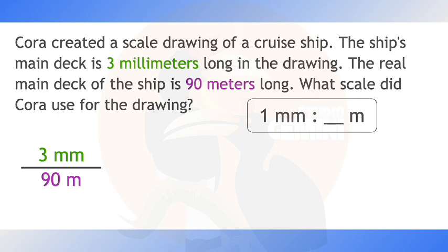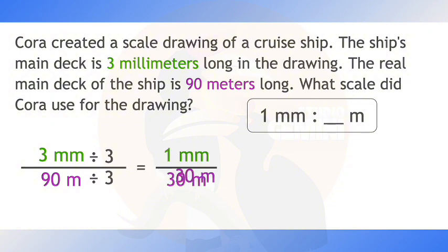Now let's reduce. Both 3 and 90 are divisible by 3. This gives us 1 millimeter to 30 meters. We got it. The scale is 1 millimeter to 30 meters. Good start. Let's try another one.